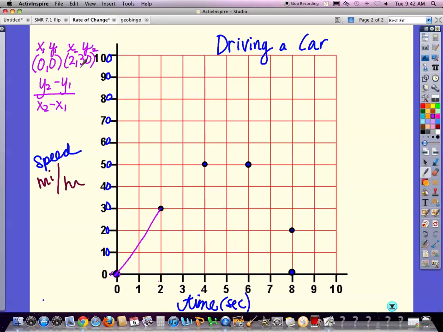So my y values, the y2 is 30 minus the y1, which is 0, over x2, which is 2, minus x1, which is 0. So this is 30 over 2. Always, always reduce. 30 over 2 is 15. Okay? So my rate of change from 0 to this point 2, 30 is 15, and here's the thing, the y value is speed, and this is my time. So I'm saying basically my speed per second.